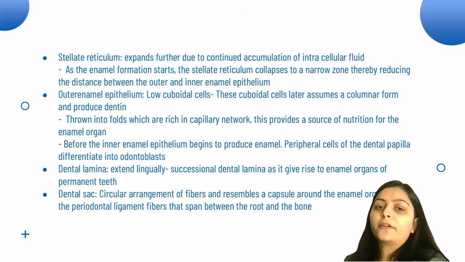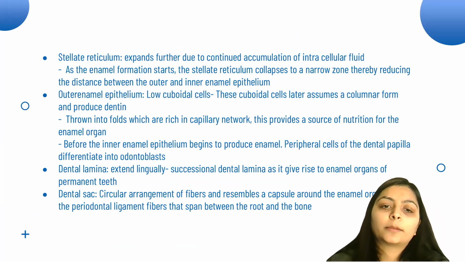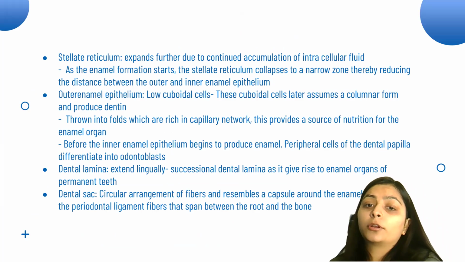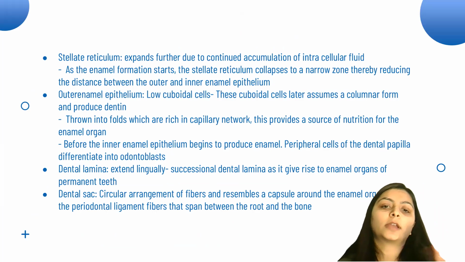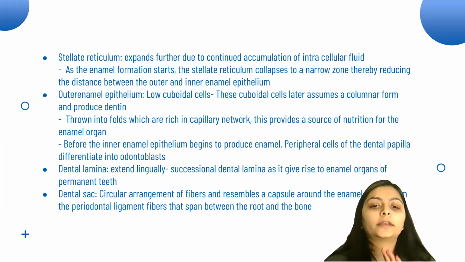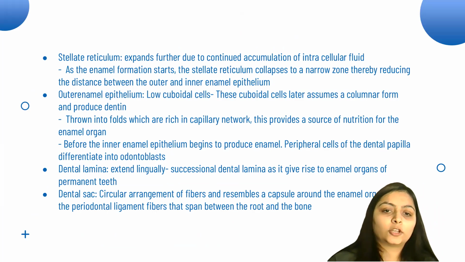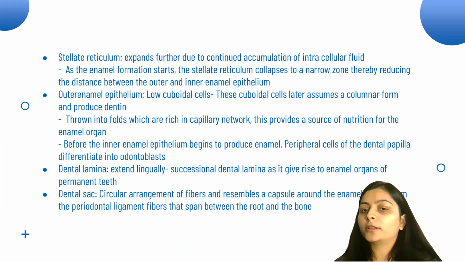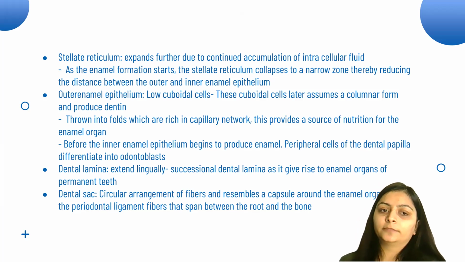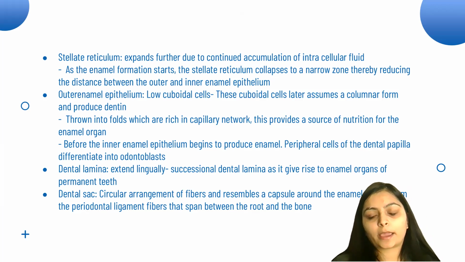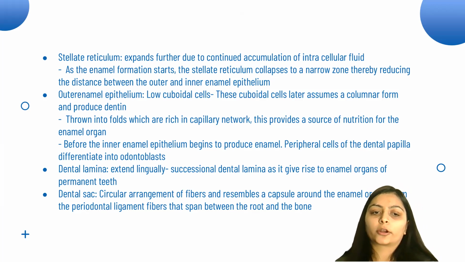The stellate reticulum expands further due to continued accumulation of intracellular fluid. As enamel formation starts, the stellate reticulum collapses to a narrow zone, thereby reducing the distance between the outer and inner enamel epithelium. The outer enamel epithelium is formed by low cuboidal cells. These cuboidal cells later assume a columnar form and are thrown into folds which are rich in capillary network and provide a source of nutrition for the enamel organ.